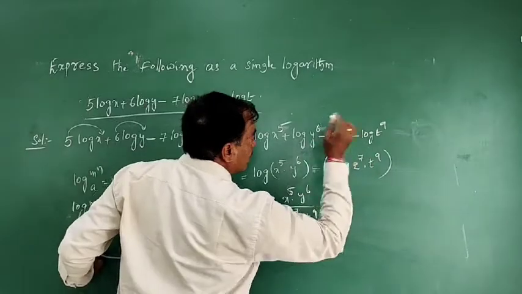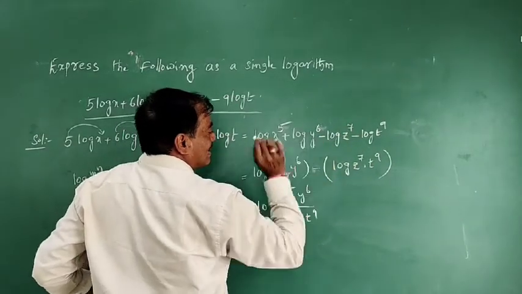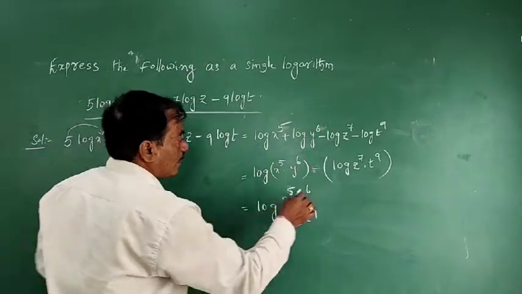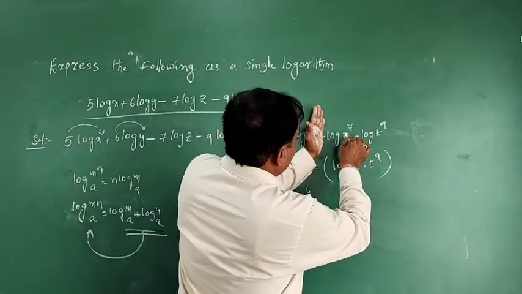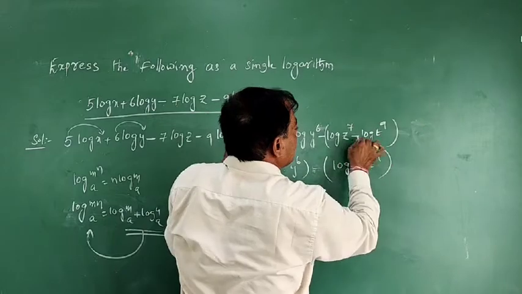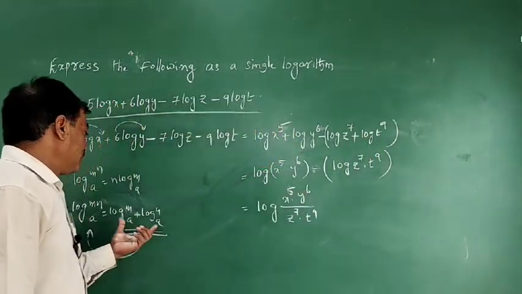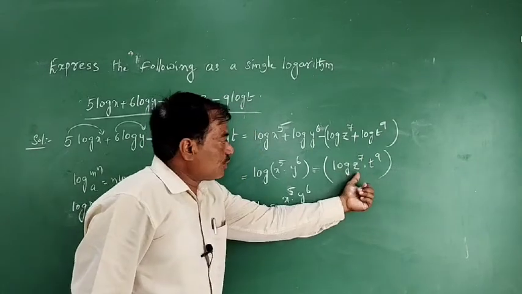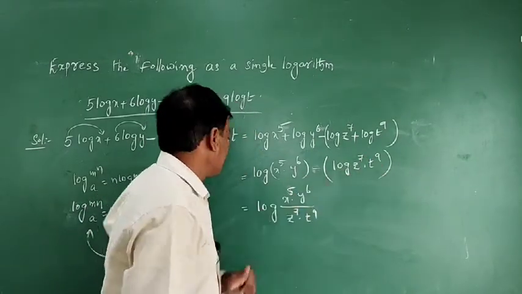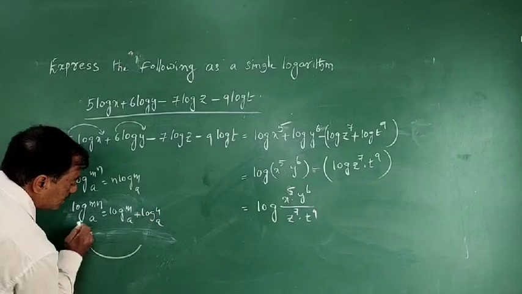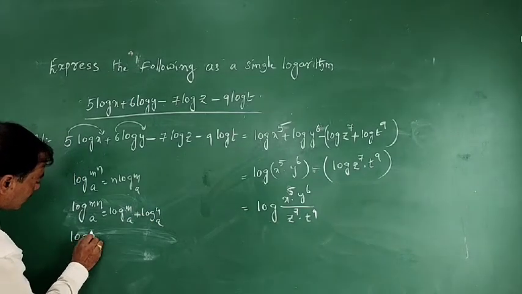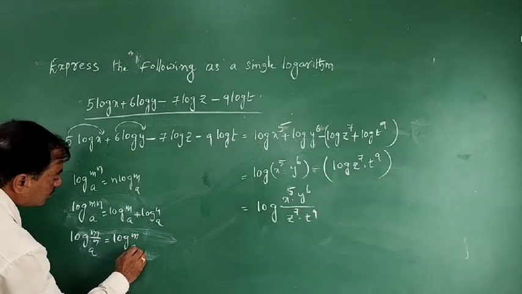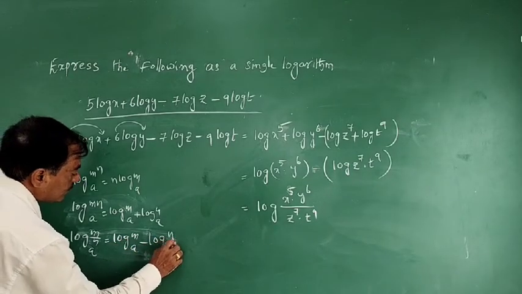And in these two terms we are taking minus common. If you take minus common, this becomes plus. So from the same property, these two terms can be written in this form, log of z to the power of 7 into t to the power of 9. And we have one more property. What is that? Log of m by n to the base a equals log m to the base a minus log n to the base a.